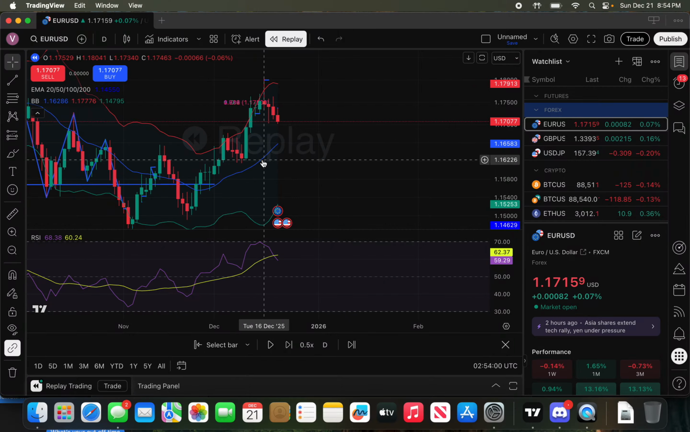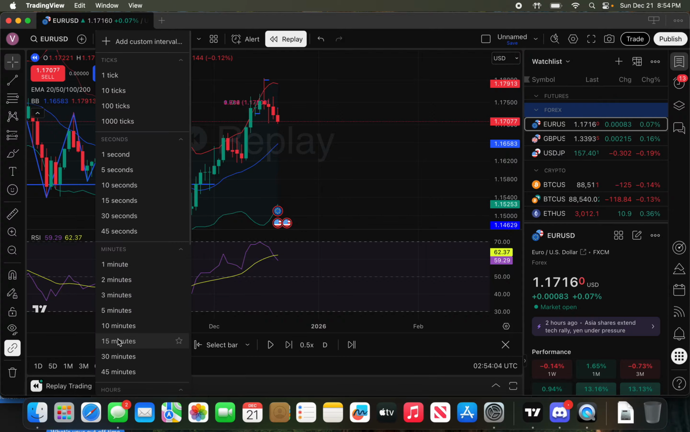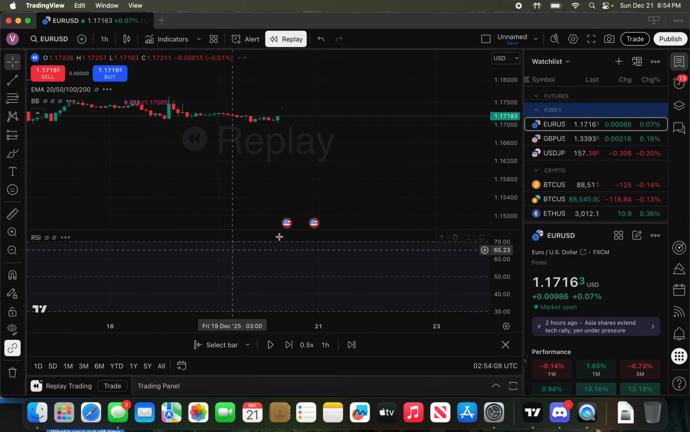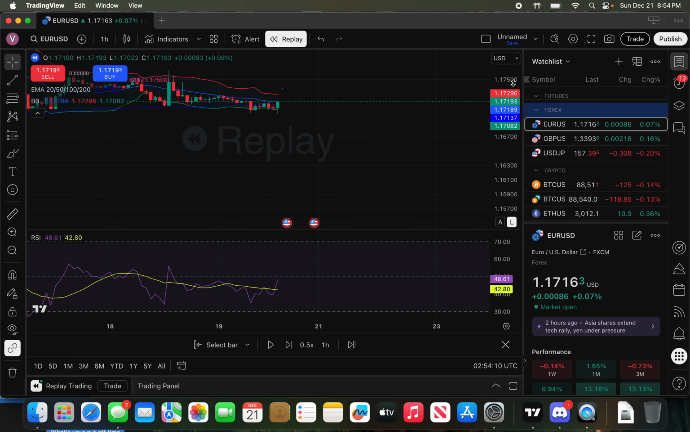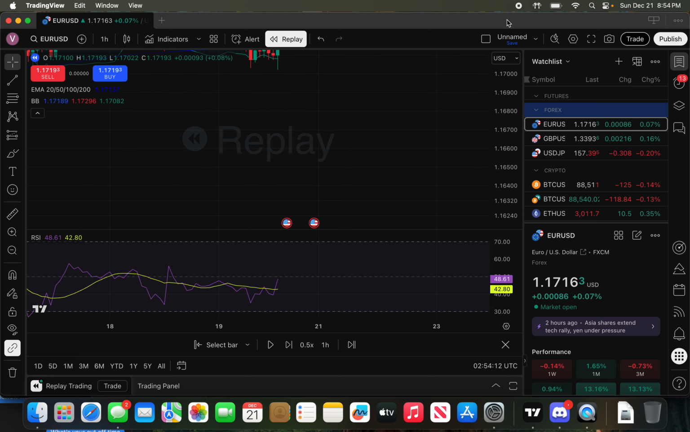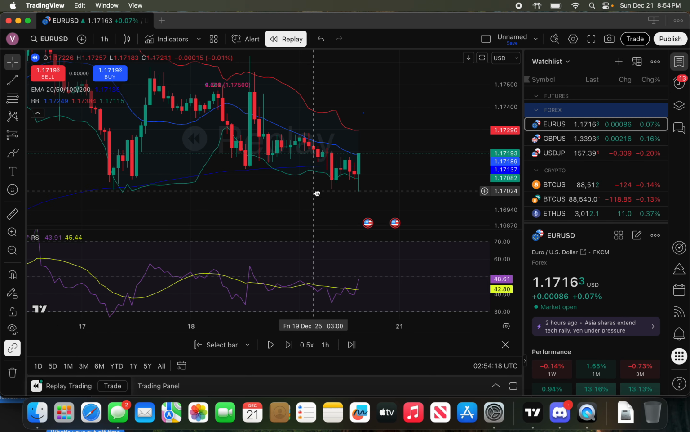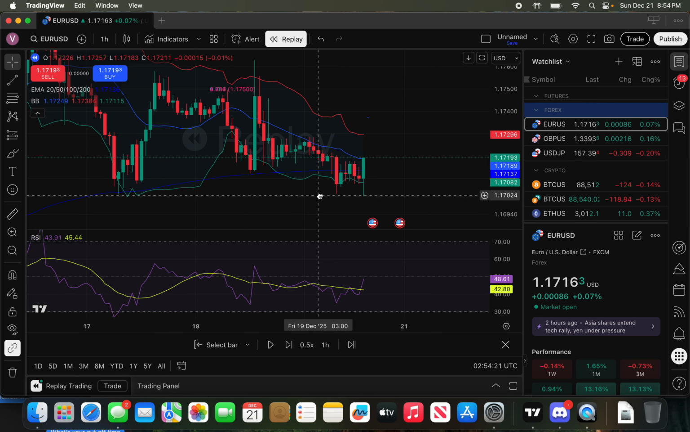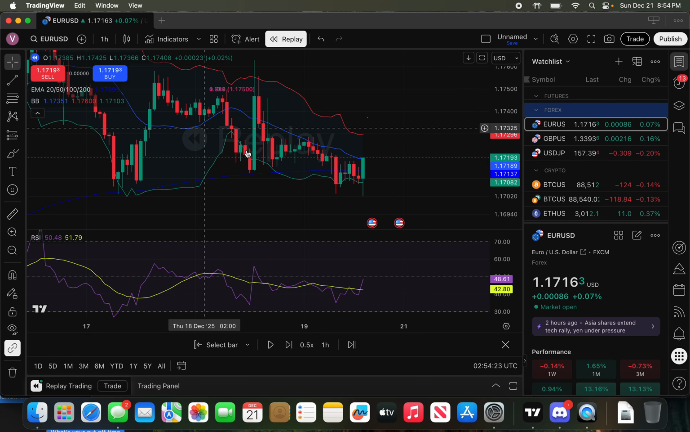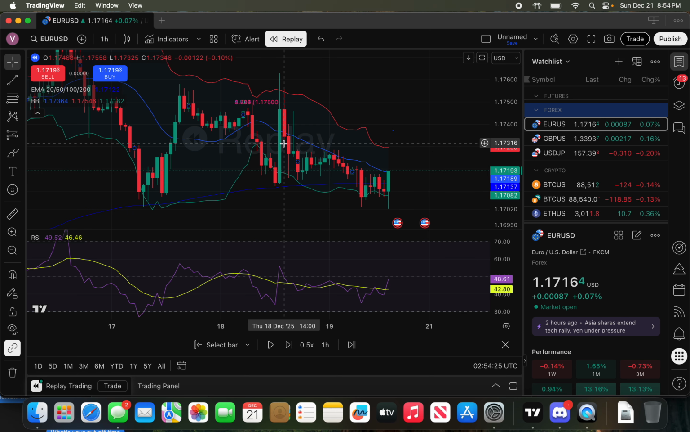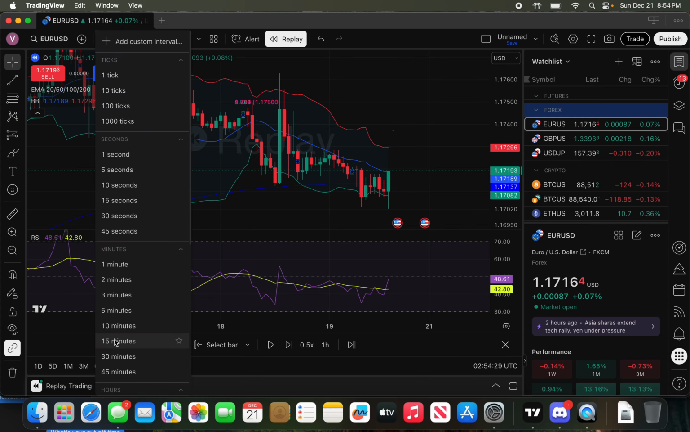So now that we know that price is truly bullish, we're gonna drop back down to the 1 hour time frame. Price is still bullish on the 1 hour, which is exactly what we want. Okay. Boom. So what does that mean for the 15 minute?